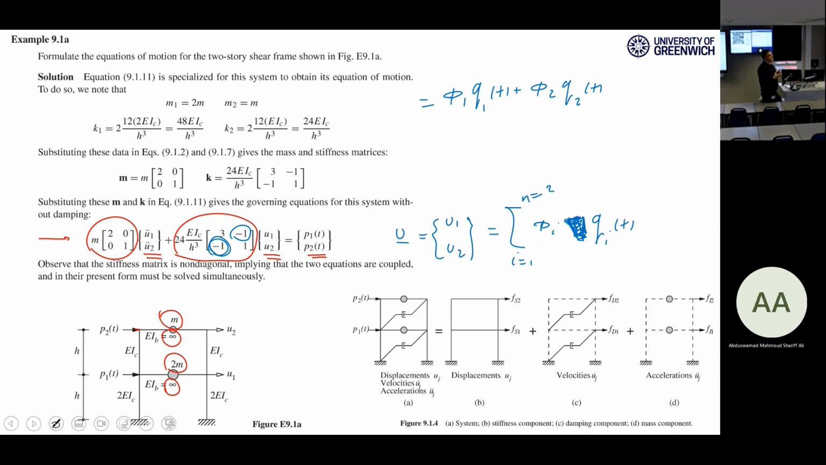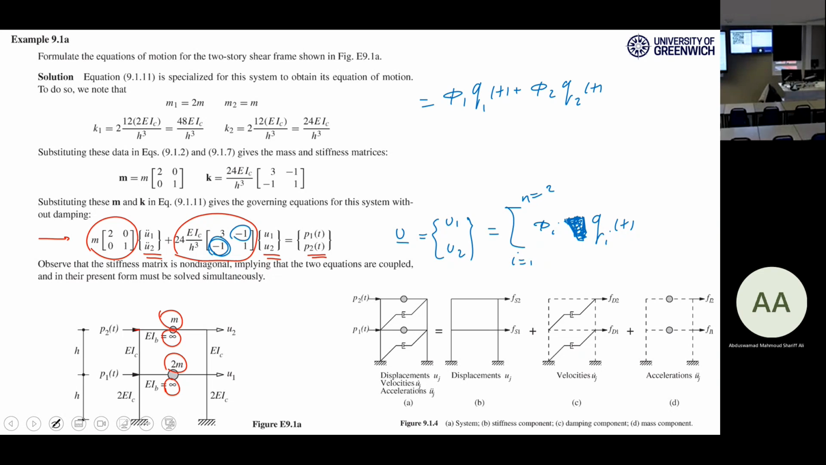Phi is only a function of geometry, not time, and q is a function of time. Because we know that the u, the final product we are looking for, the unknown of this problem, is a function of location and time. What does location mean? Location means either story 1 or story 2, right? So the deformation of the system, U1 and U2, is really a function of location. Where is it, story 1 or story 2? And what time is it? It's a function of time as well.